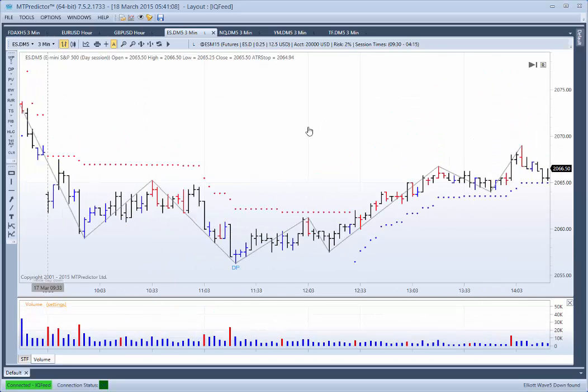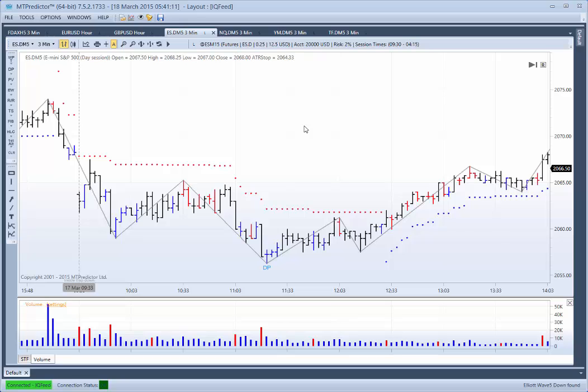I'll just zoom in a bit and talk about what the VSA setup is. The VSA setup is indicated by our red bars on our volume indicator here. These indicate bars that have unusually high volume and are basically wide range bars. You can see there's quite a few red bars in the volume. Now these are not all applicable. They're only of interest when they coincide with a price bar that makes new psychological highs or lows.